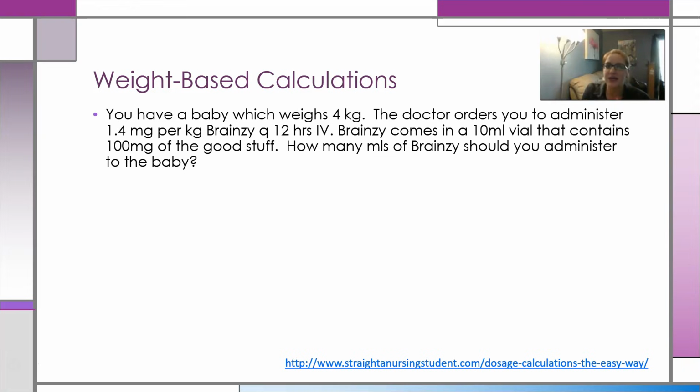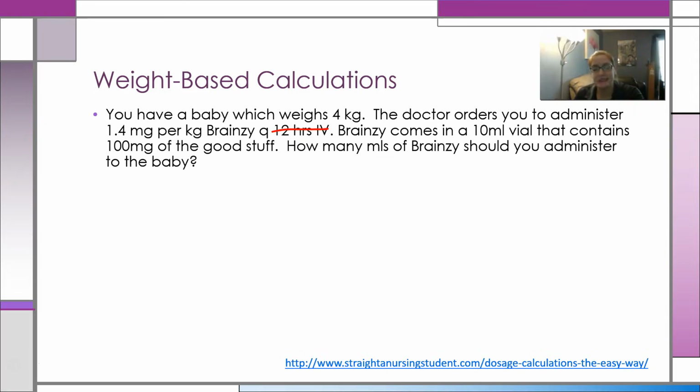So you have a baby, oh, so cute, which weighs 4 kilograms. The doctor orders you to administer 1.4 milligrams per kilogram. So now they're giving you how much medicine per 1 kilogram. Brainsy every 12 hours via IV. Now remember, we could care less about this 12 hours via IV. Great, who cares? Let's move on with our life. So Brainsy comes in a 10 milliliter vial that contains 100 milligrams of the good stuff. Now, how many milliliters of Brainsy should you administer to the baby?